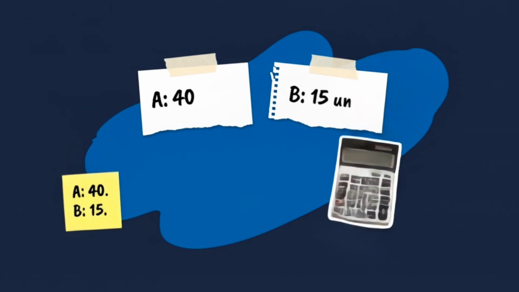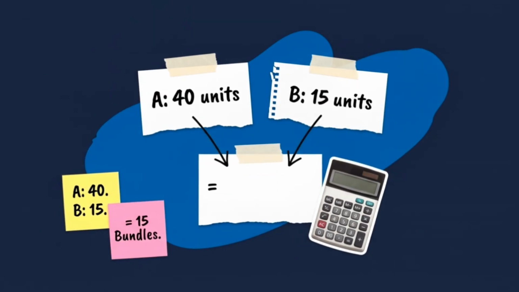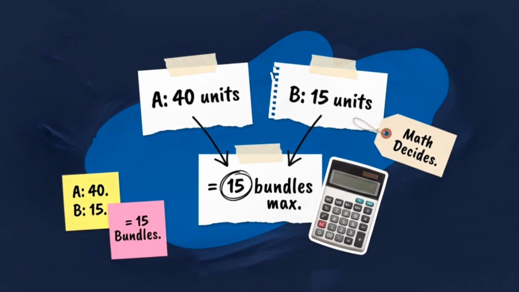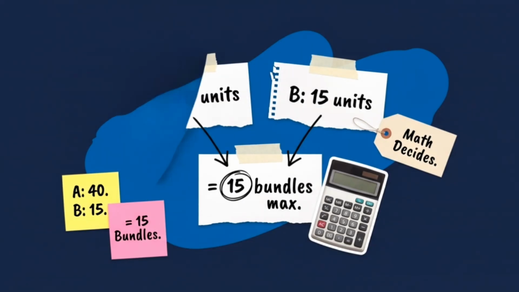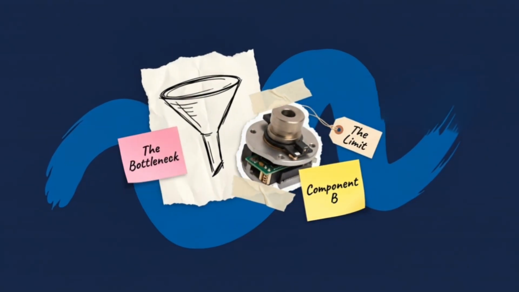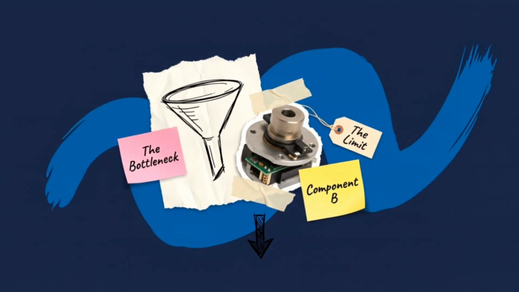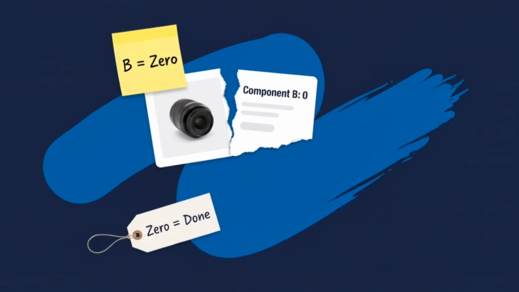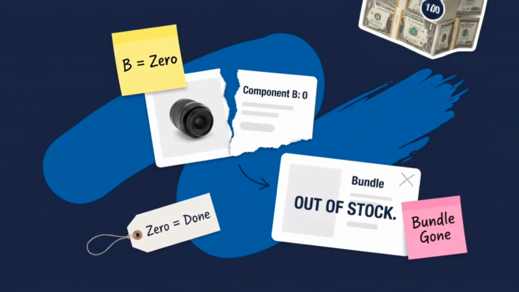So if your bundle needs 2 units of component A and 1 unit of component B, and you have 40 of A and 15 of B, you can only sell 15 bundles. Component B is your bottleneck. The moment B hits 0, the bundle is out of stock, even if you have 100 units of A sitting in your warehouse.